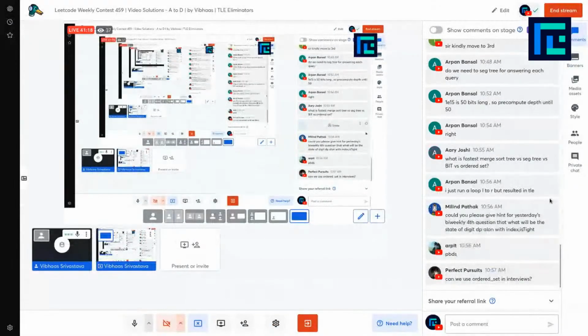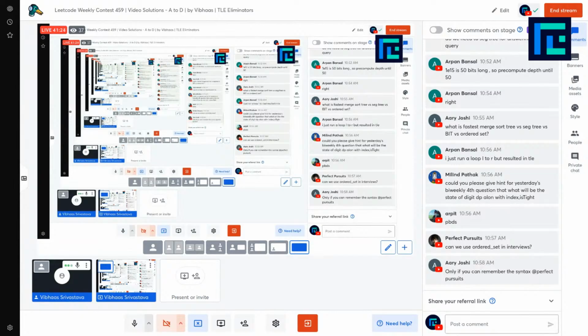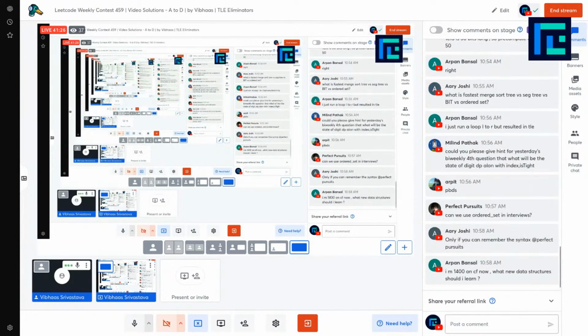Can we use ordered set in interviews? Depends. They might ask you to use binary index tree or segment tree. And yeah, probably you must remember the syntax for it also.